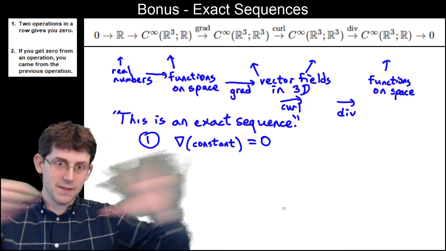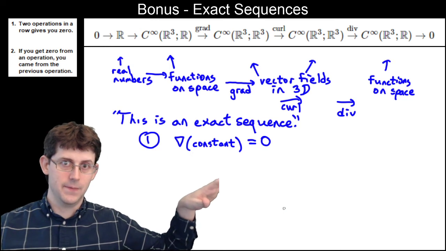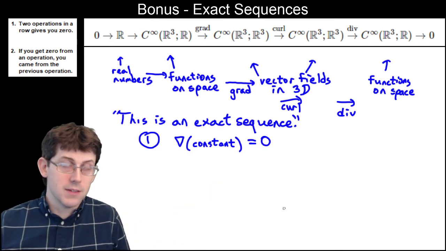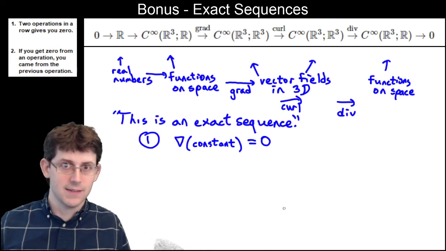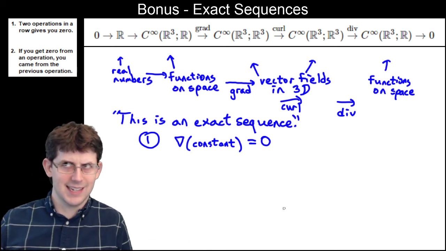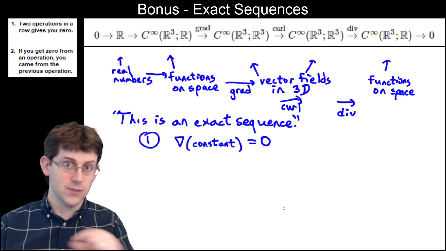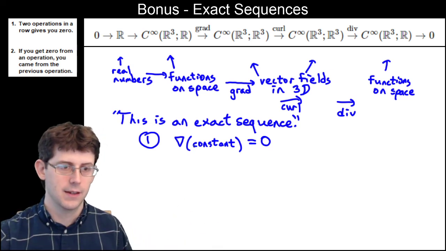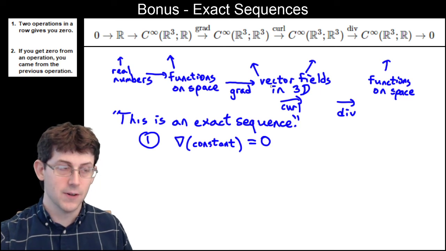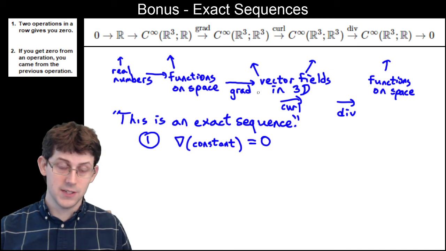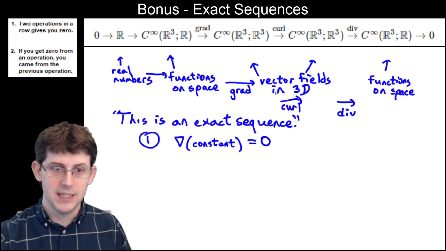The gradient of a constant function. Like if it's 12 degrees everywhere, that's our constant function, and you ask, which way do I go to make the temperature increase the fastest? That's the gradient. It's 12 degrees everywhere, and the gradient just hands you 0, 0, 0. Okay, that's these 2 arrows in a row. The exact sequence says you can follow any 2 arrows in a row. So like, what about these 2?